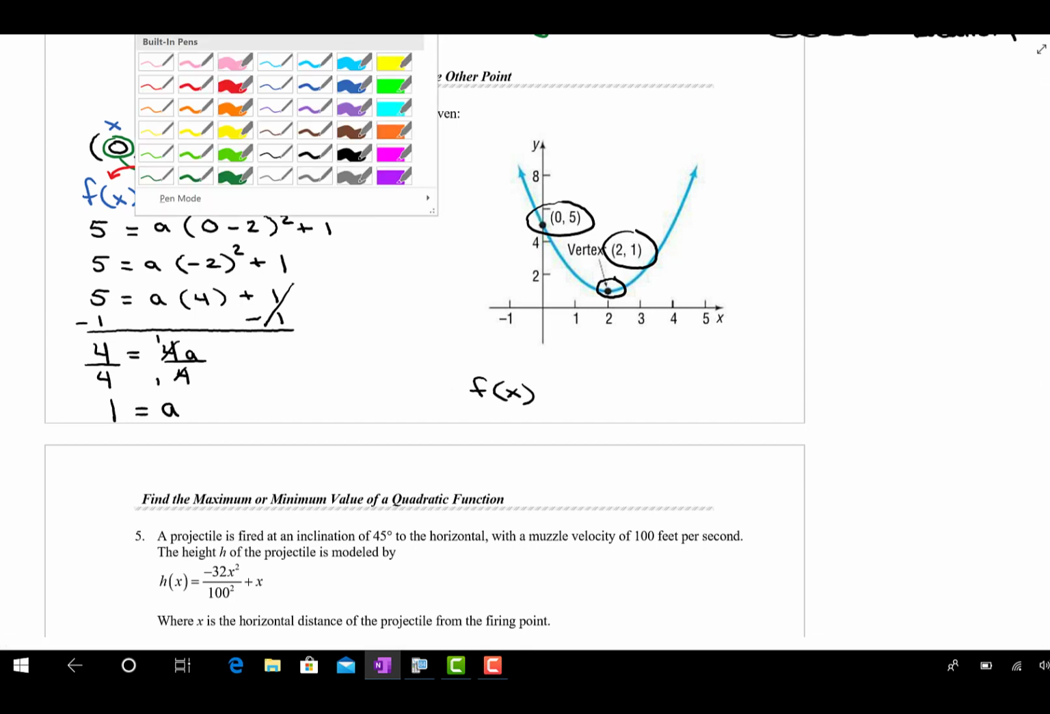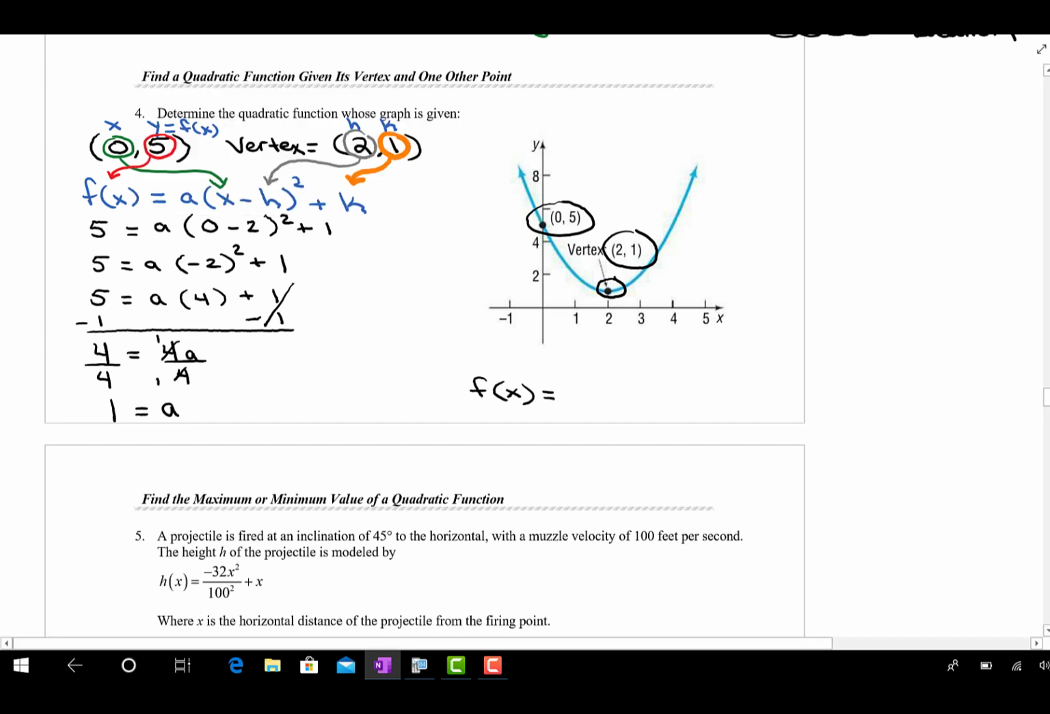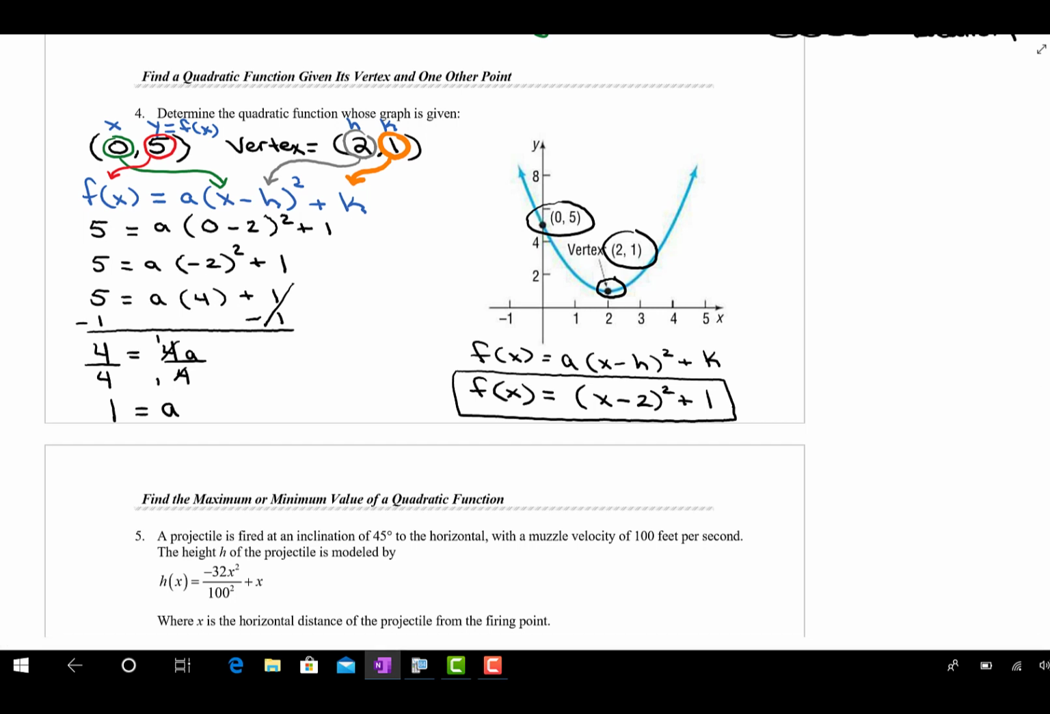So I'm going to write f(x) is going to be equal to 1. But the 1 we said we really don't need, because that's the a, and it's going to be in front of a set of parentheses. So it's okay if we don't write down that 1. I'm going to erase it and write (x − h), but instead of h, we're putting 2, quantity squared, plus 1. So this is going to be our equation for our parabola. This is the way you would figure out the equation of a parabola if you're given the vertex and one other point.